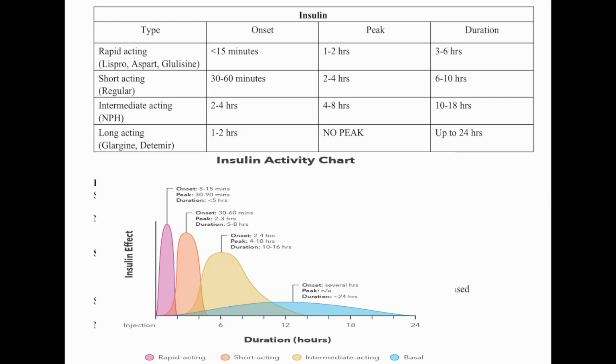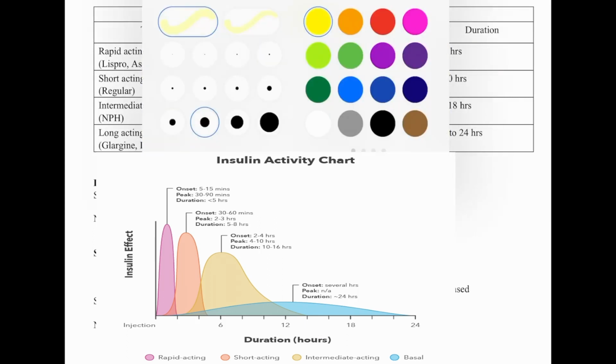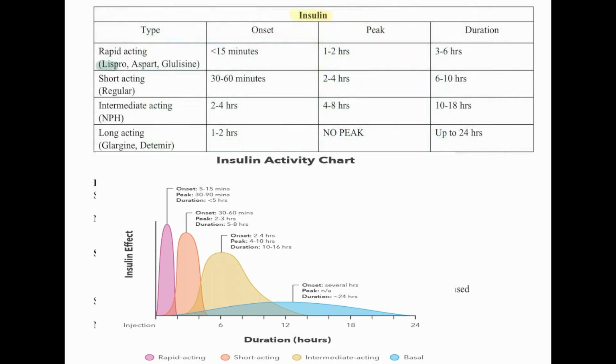Now we're going to talk about types of insulin. So first we have rapid acting insulin. So this is our Lispro, Aspart, and Glulisine. These have an onset of less than 15 minutes. They peak at 1 to 2 hours, and they have a duration of 3 to 6 hours.